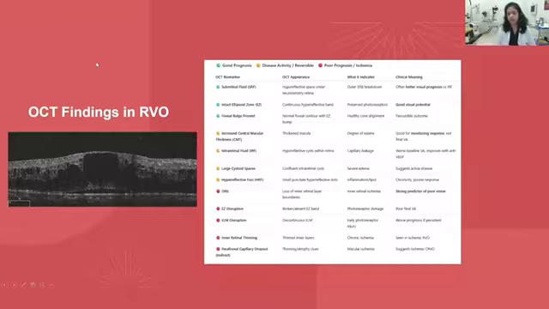So this table, it is difficult to go through the entire table, but you can take a quick picture and obviously it will be available online. This gives you a very good idea about which OCT biomarker is a good prognosis and which OCT biomarker is a poor prognosis.